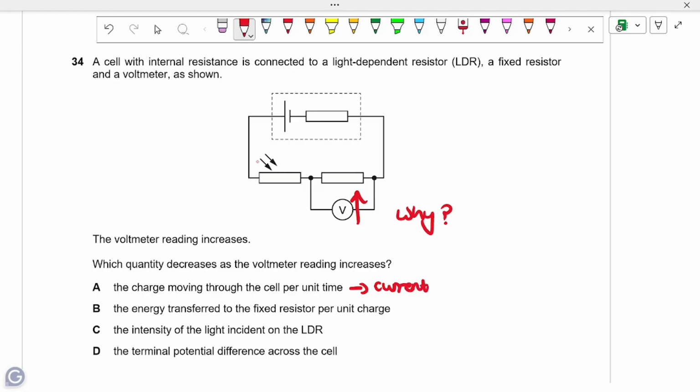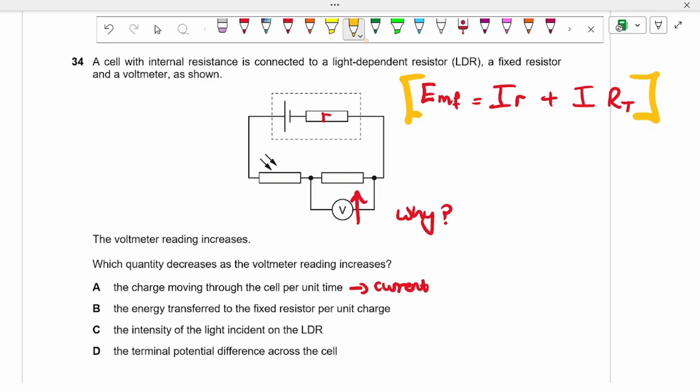Whenever I see an internal resistor, I think of the formula. EMF is shared amongst two things: the internal resistance with a small r, so big I, small r, plus, for these two guys, it's just big R, the R total for these small guys. This is the golden rule, guys. Whenever you're dealing with internal resistance, this is your go-to equation.